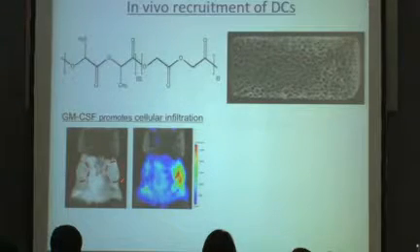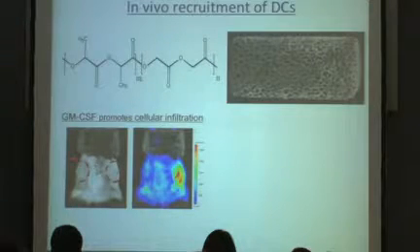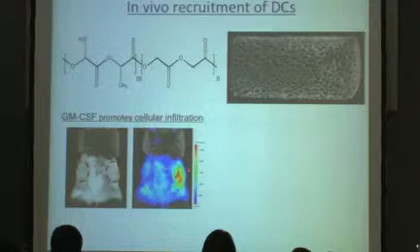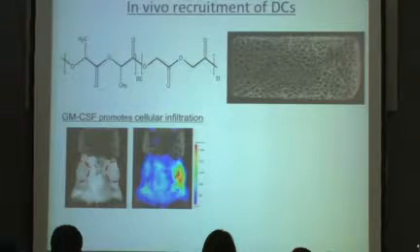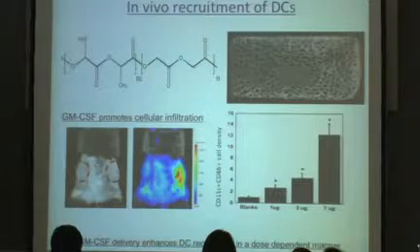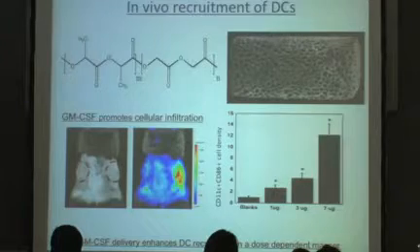Now, if you incorporate GM-CSF into these devices and you place it in a rodent model, here we've placed one device on this side of a mouse that is releasing GM-CSF and a control on this side that did not. And this is a transgenic mouse where we can image the dendritic cells. You can appreciate this hot spot, meaning we recruited a lot of dendritic cells to the GM-CSF site. And we can quantify that, and you can see we have a dose-dependent recruitment of these cells to the site.